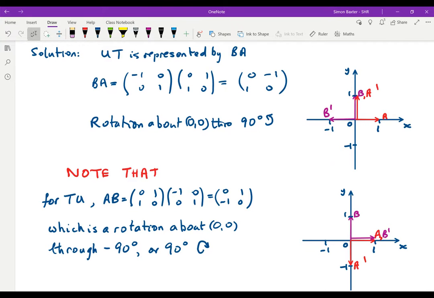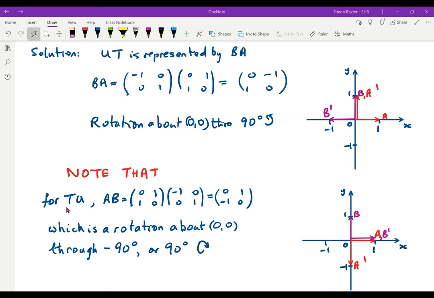Notice that if we do these transformations in the opposite order, if we do U followed by T, we'll need the matrices the other way around. And if you multiply these together, you get 0, 1, minus 1, 0. And down here, that tells us that 1, 0 goes to 0, minus 1. 0, 1 goes to 1, 0. And you can see that's a rotation through 90 degrees again, but in the opposite direction. So U followed by T is not necessarily the same as T followed by U.